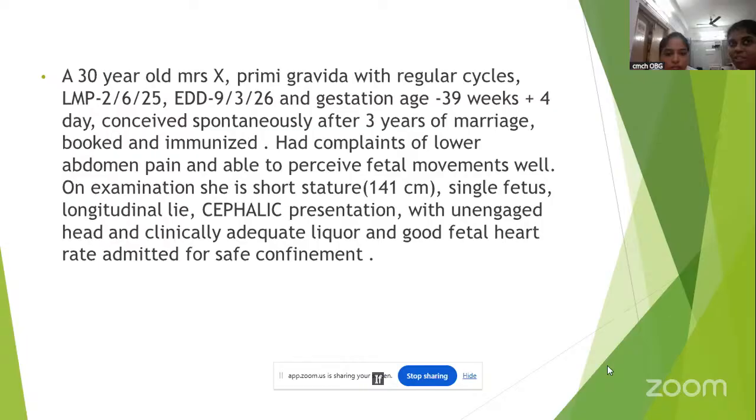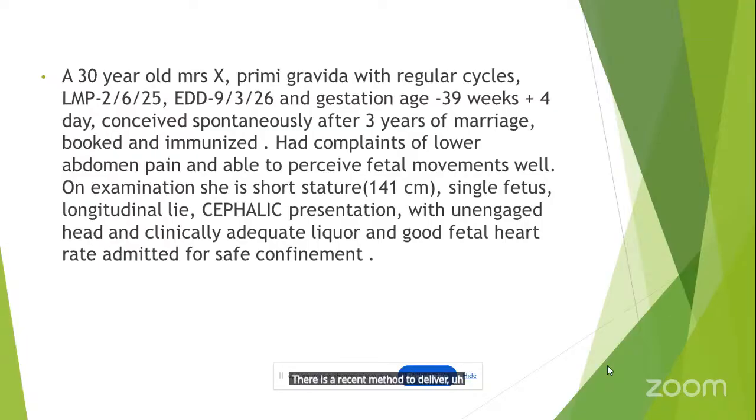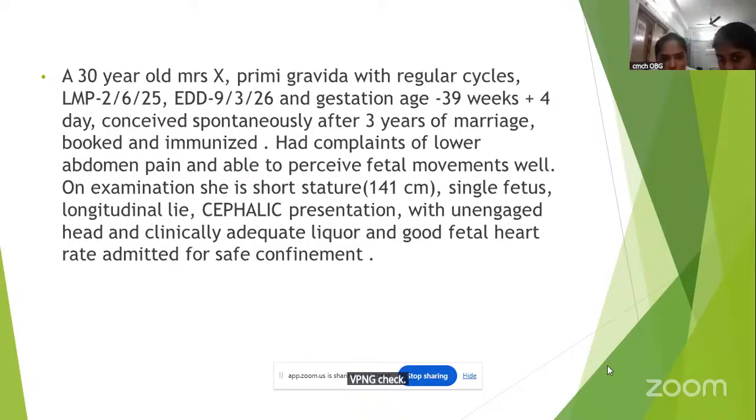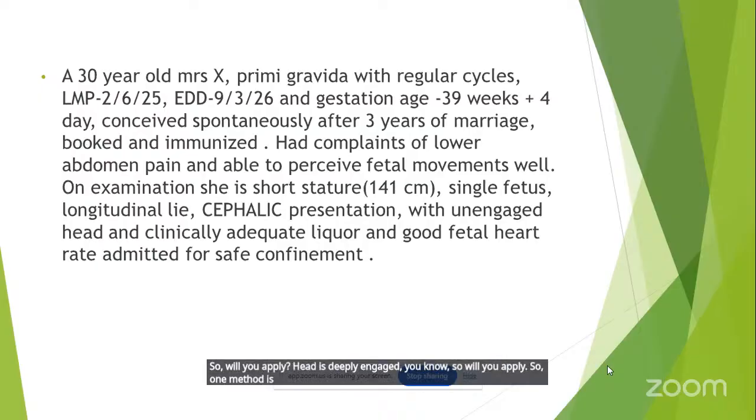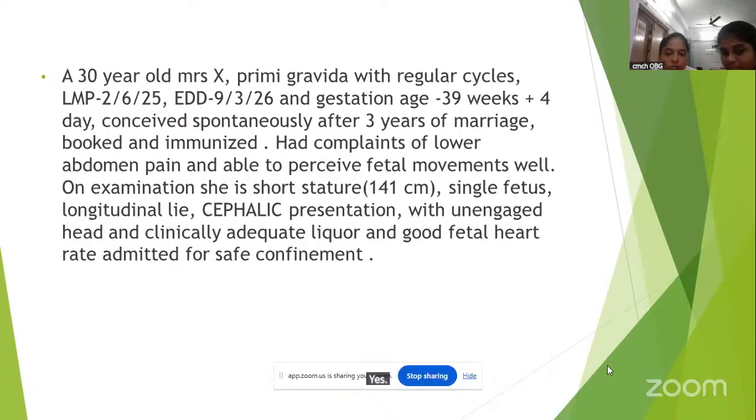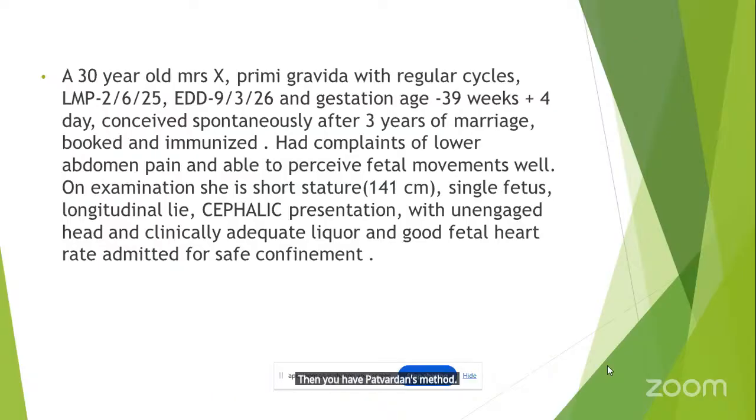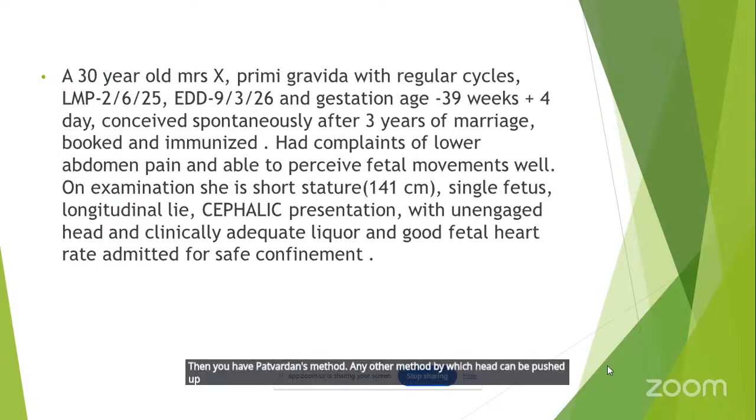Okay. Then if the back is posterior, we have the method of reverse breech to deliver a deeply engaged head. We can use forceps or vacuum, ma'am. Forceps, how will you apply? The head is deeply engaged, no? So how will you apply? So one method is one assistant will push the head from below. Yes, ma'am. Then you have Patwardhan's method. Any other method by which the head can be pushed up?